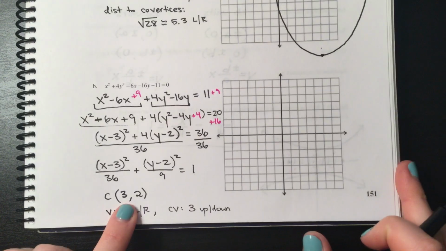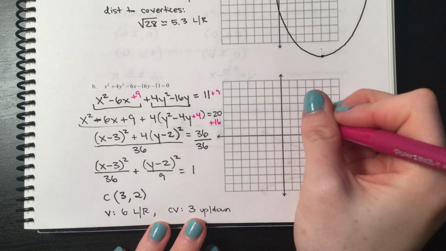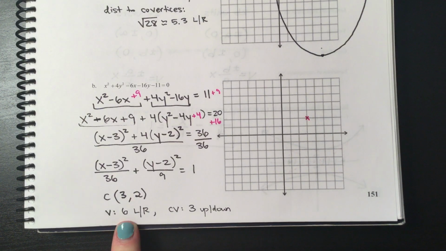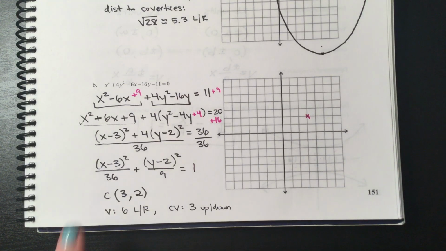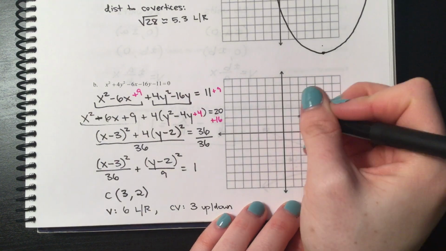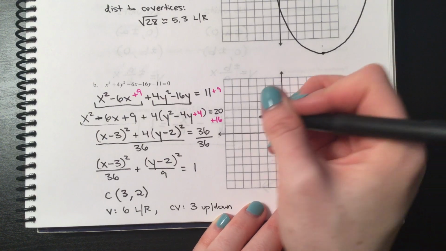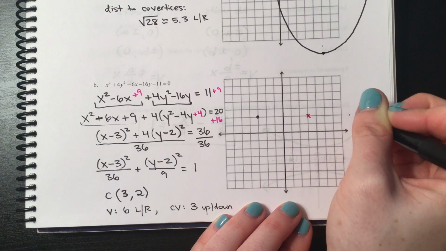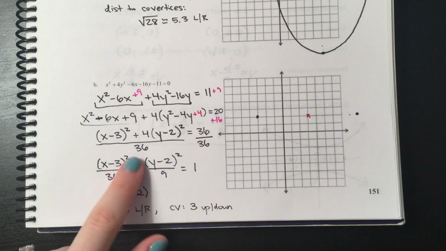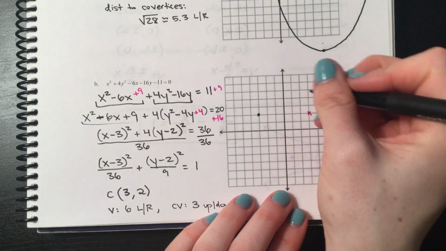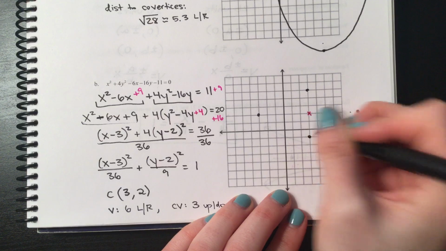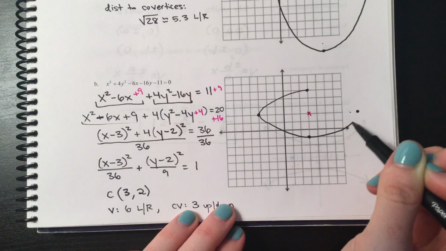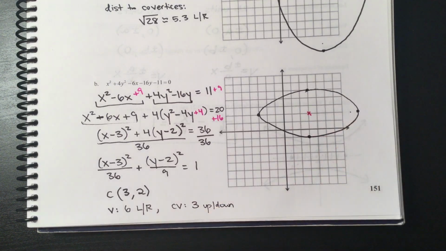Okay, so start with my center. Go to 3, 2. Remember, we don't actually plot a point, we just mark it. That's our center. According to my vertices, I'm going 6 units left and right because I had a 36 under the x. So I'm going 1, 2, 3, 4, 5, 6, and 1, 2, 3, 4, 5, 6. Okay, and then underneath the y, I have a 9. Square root of 9 is 3, so I'm going 3 units up and 3 units down, and then just connect the dots. And that is your ellipse.